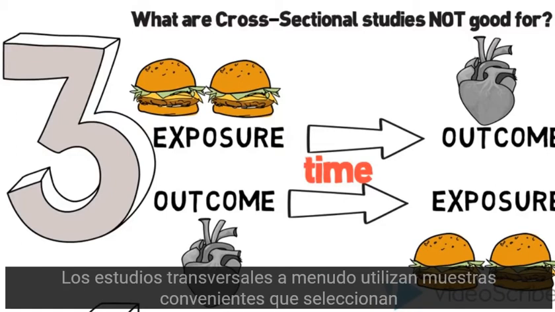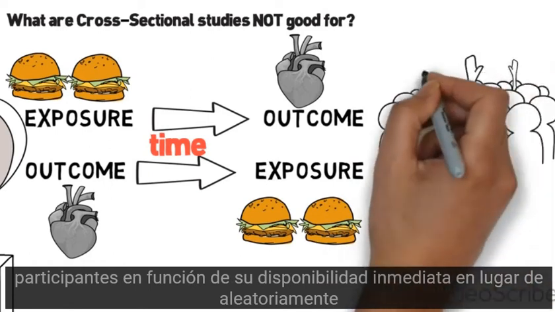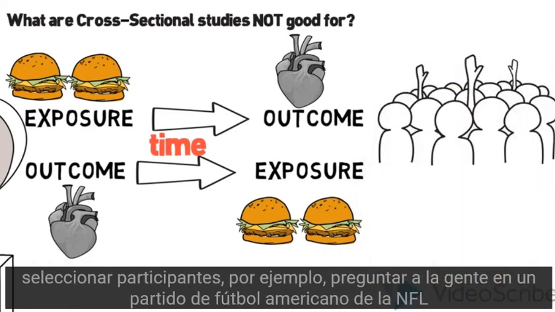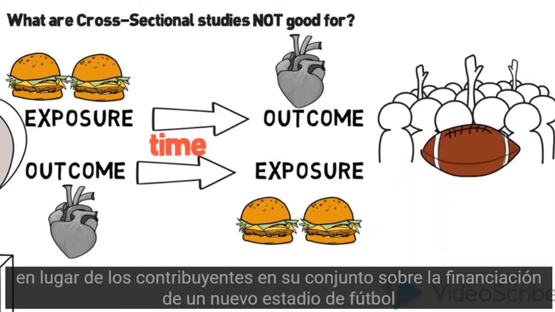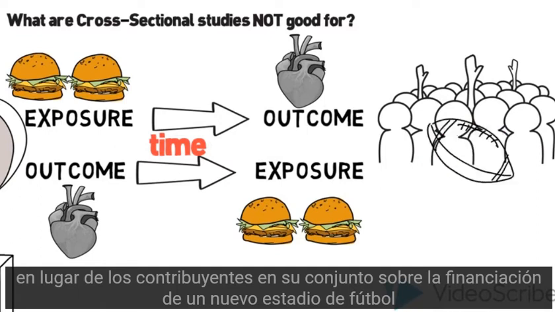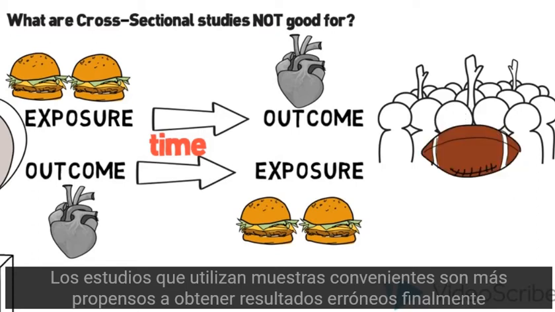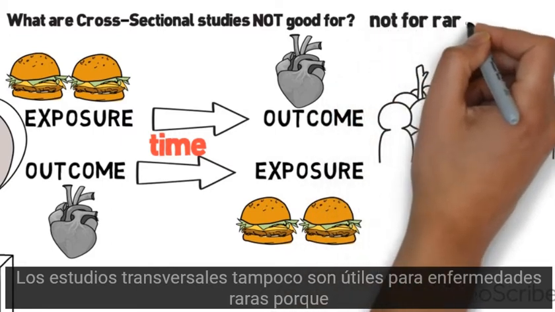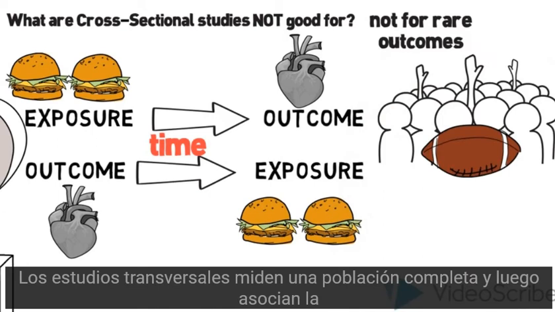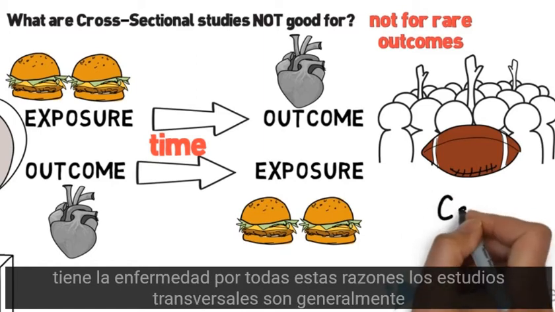In addition, cross-sectional studies often use convenience samples, which select participants based on their ready availability instead of randomly selecting participants. For example, asking people at an NFL football game, rather than taxpayers as a whole, about funding for a new football stadium. Studies that use convenience samples are more prone to erroneous results. Finally, cross-sectional studies are also not useful for rare diseases because cross-sectional studies measure a whole population and then associate the exposure and health outcome. But what if, after measuring the population, nobody has the disease?